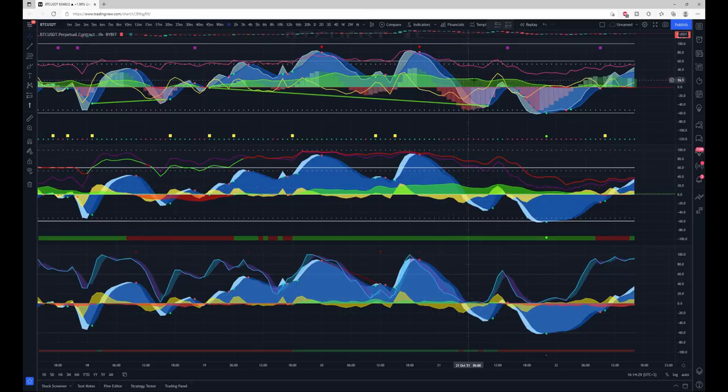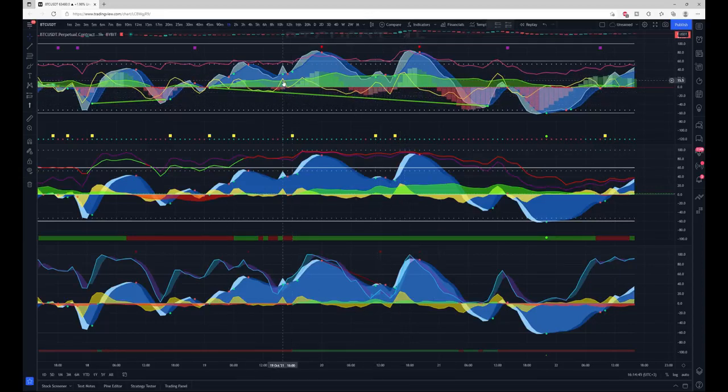But otherwise, it seems to be pretty much the exact same. So I'm going to say all three of those are equal. There's really no difference there. And now let's go on to the divergence detection.